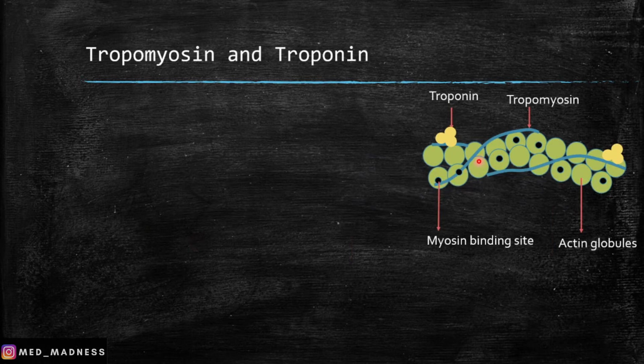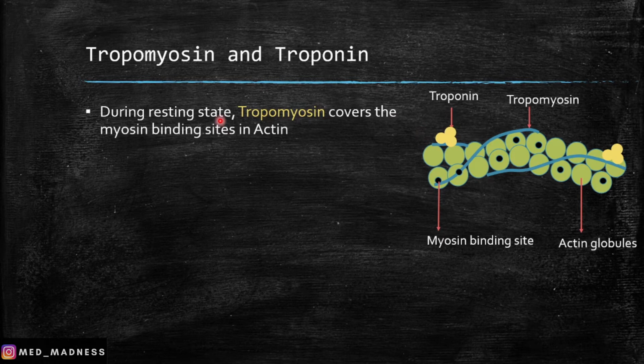So here is tropomyosin, a belt-like protein that is associated with the actin. This is going to cover up the myosin binding sites when the muscle is in resting state. And this troponin consists of three components. This is going to stabilize the structure. One component binds with the tropomyosin. The other component is going to bind with the actin, and the other component is going to bind with the calcium. Let's see the text.